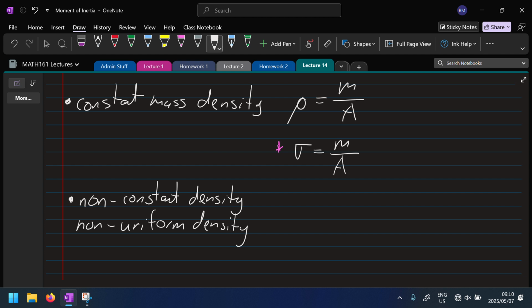So again, non-constant, non-uniform, that is where the density will change from point to point. So it depends on where you are. Here we're going to have rho of r, as it could depend on where you are in this shape. That will be equal to not m over A, but dm by dA, same as we had before.